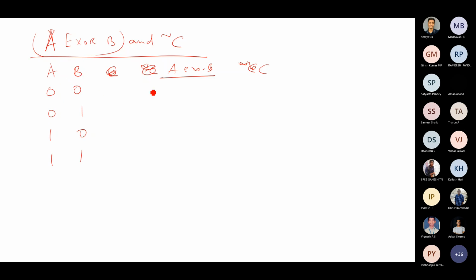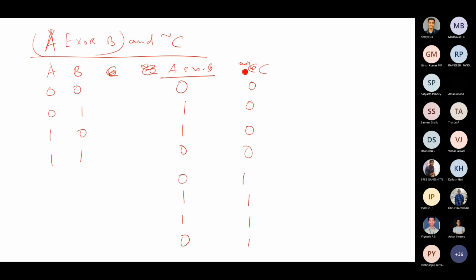So A XOR B will be computed. So what is A XOR B's truth table value? 0 1 1 0. 0 0 is what? 0, ma'am. 0 1 1 0. And this is 0 0, 0, and for this again you will have a 1.